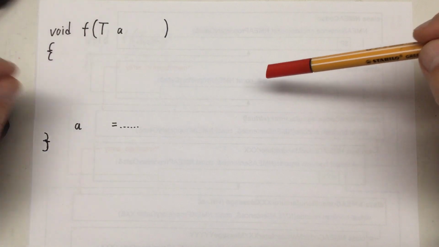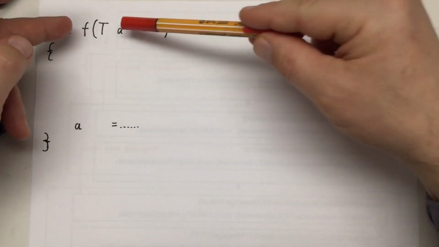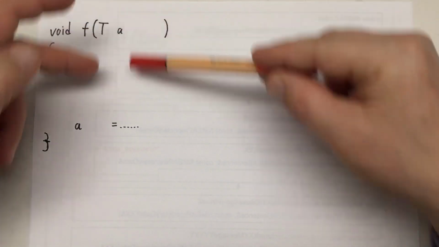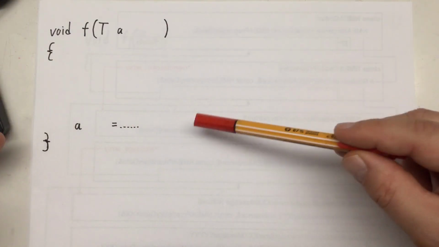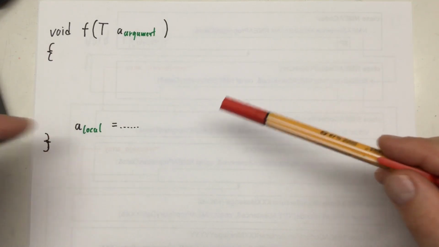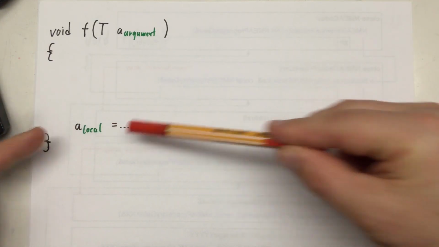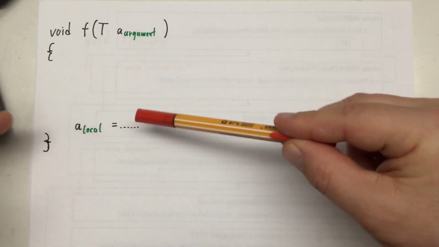Now, what exactly is happening if you have a function f and you pass a variable a of type t by value to it? Of course, you can use that variable in the function. But of course, that variable here is a local copy. Okay, we can do to it whatever we want. We won't change the a we passed here as an argument.